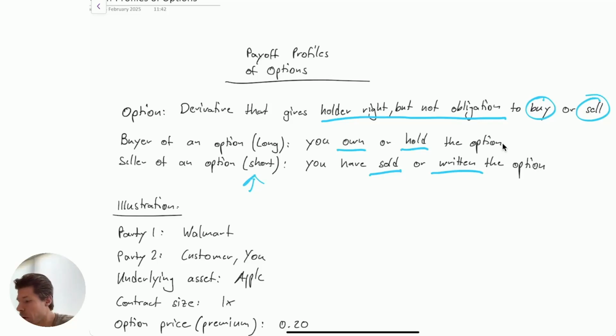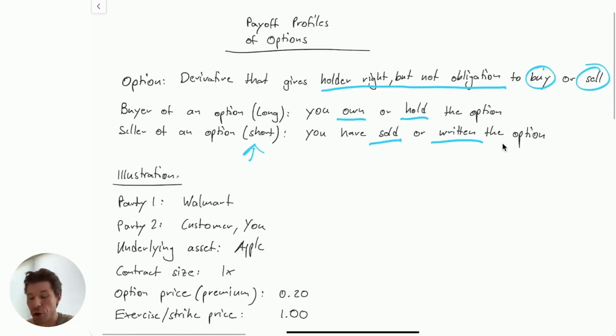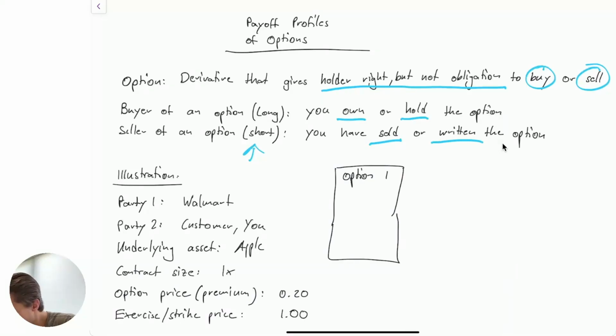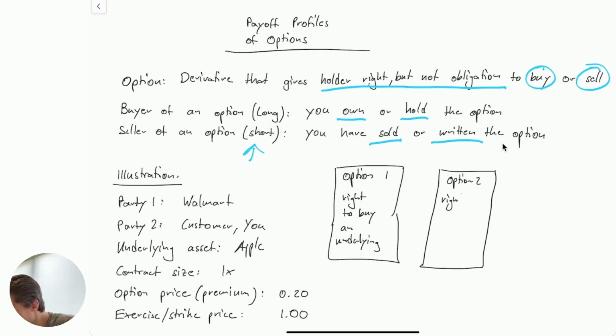When you talk about an option, you talk about a contract, an option contract. There are two types of option contracts. Option contract number one is the right to buy an underlying asset. Option contract number two is the right to sell an underlying.